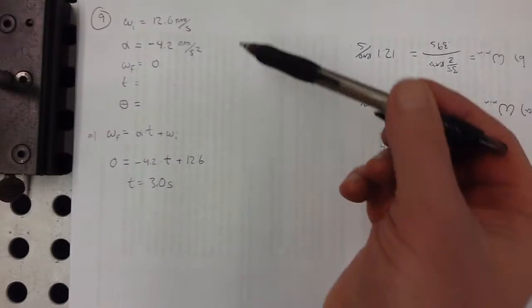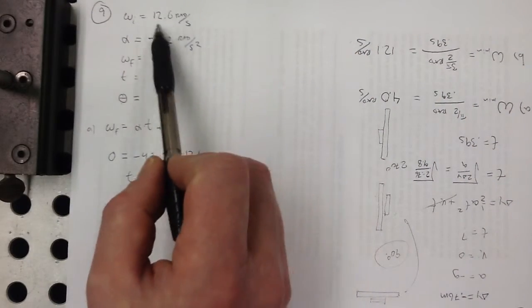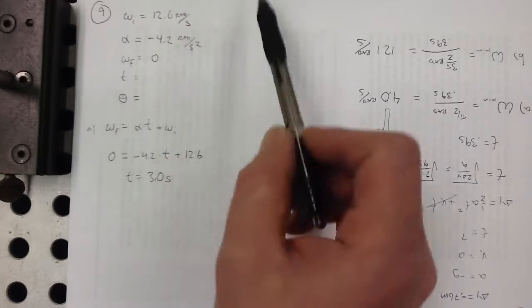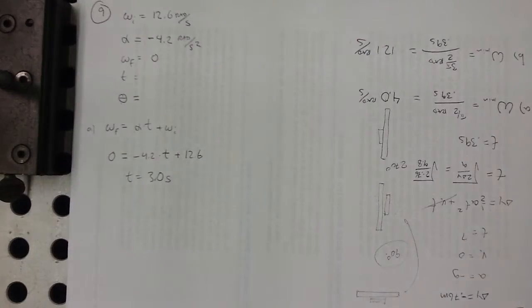That makes a lot of sense, right? If this is describing how much angular velocity it's losing every second, then if we start with this, subtract 4.2, subtract 4.2, subtract 4.2, that's just 4.2 times 3, right? So it takes 3 seconds.